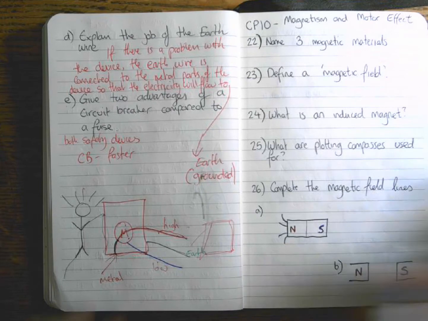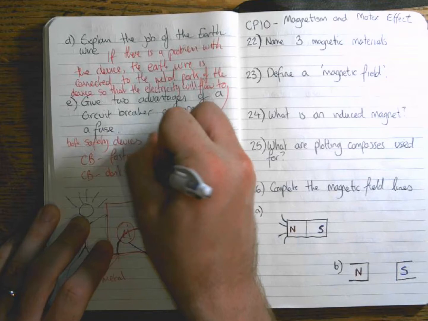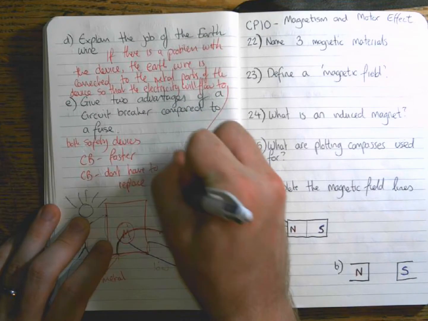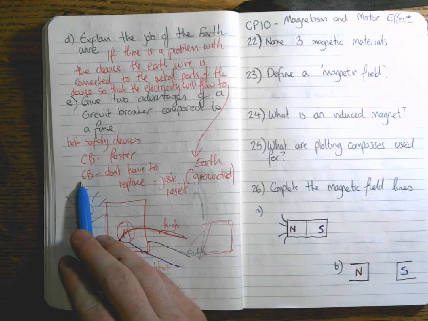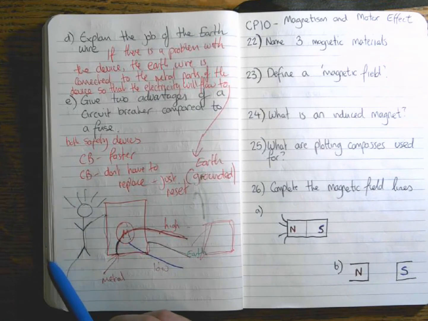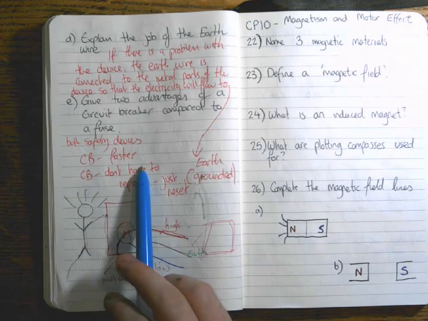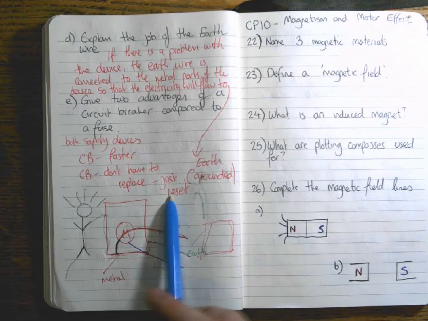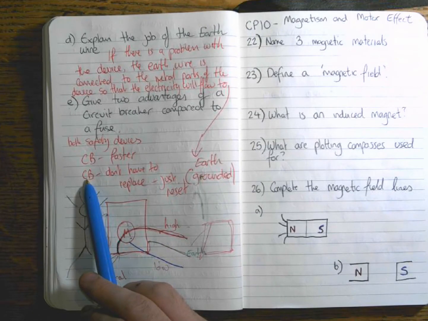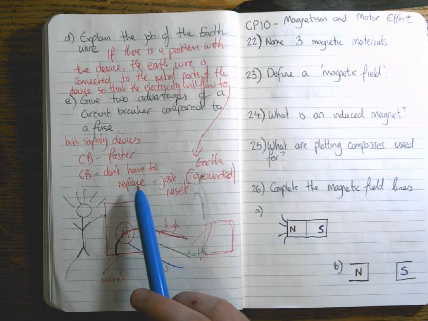Another advantage is that you don't have to replace a circuit breaker. If it flicks off, you can actually just check your device. You know, maybe there's a problem with the device that you're using, so you get rid of that, and you would just reset the switch. You don't have to replace anything with a circuit breaker. With a fuse, if you blow the fuse, you've got to actually go out and buy a new fuse, so that's a disadvantage as well.